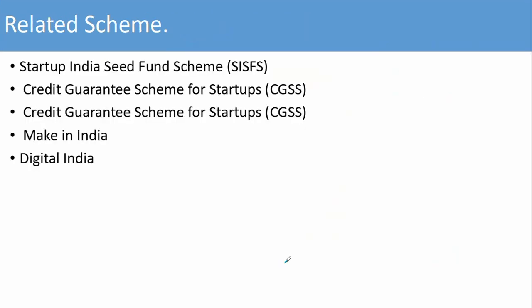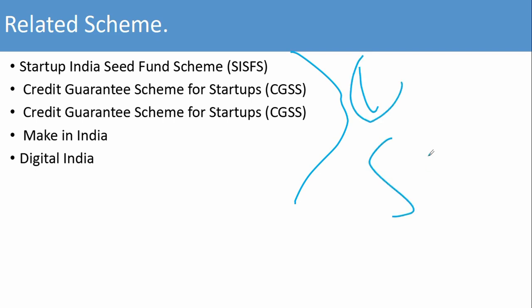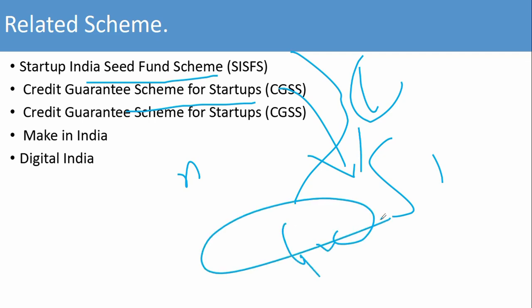Now, the related schemes. These five or six schemes have supported Startup India to become successful. Startup India Seed Fund Scheme: this scheme supports financial assistance for proof of concept, prototype development, and market entry. Credit Guarantee Scheme for Startups: this scheme offers collateral-free loans to ensure the financial stability of the startup. Collateral-free means you do not have to give a pledge like gold or any property like that.